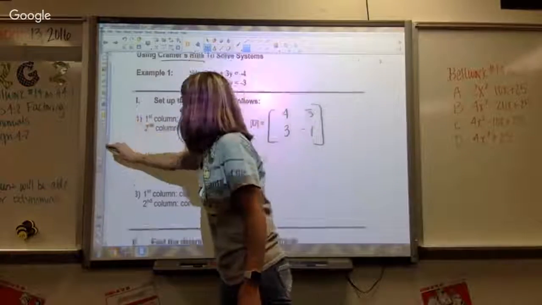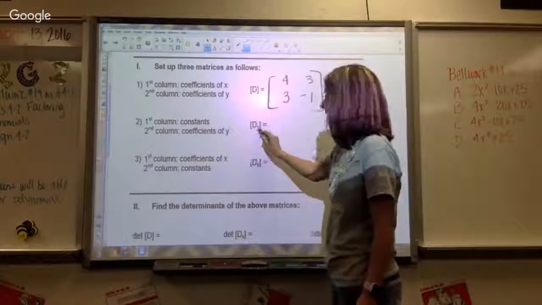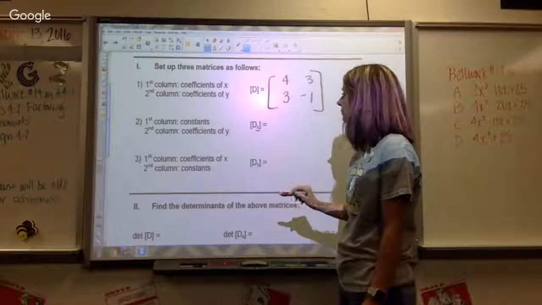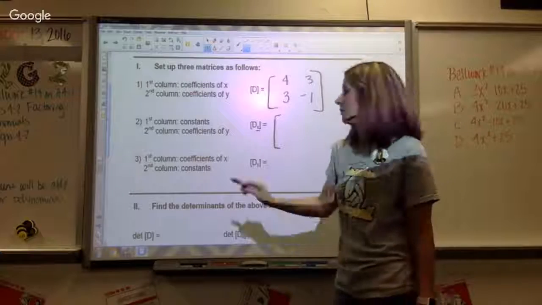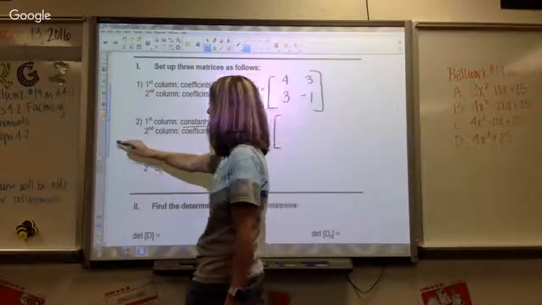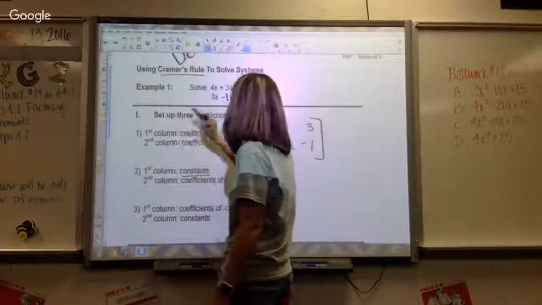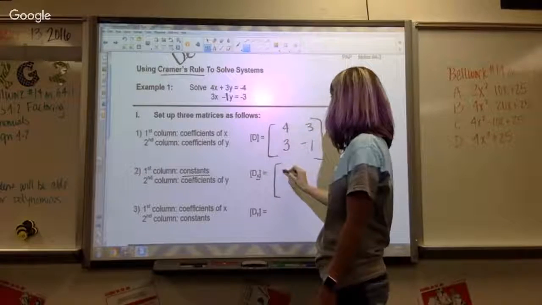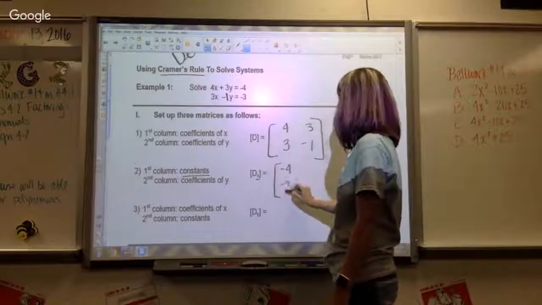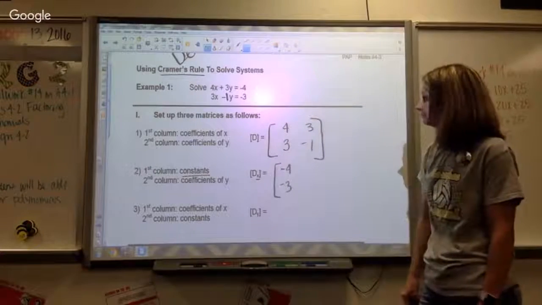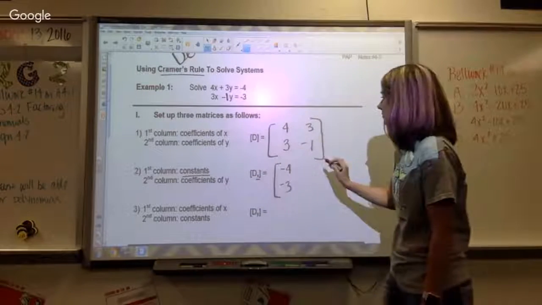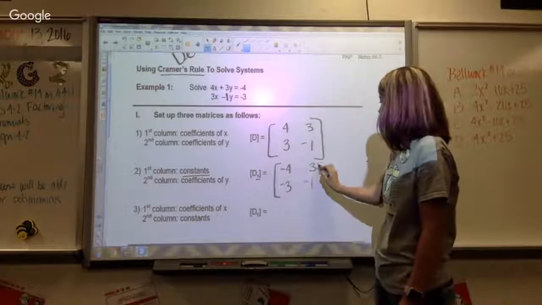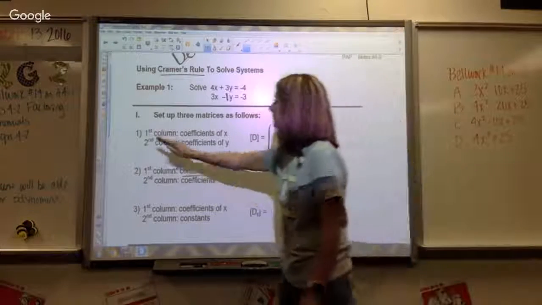My second matrix I'm going to use to solve for x. That's why there's that little x there. So in the x column, which is the first column, I'm going to put my constants. Remember, constants never change. So those are the numbers without a variable. So negative 4 and negative 3. The second column, we will put our coefficients of y, so 3 and negative 1.